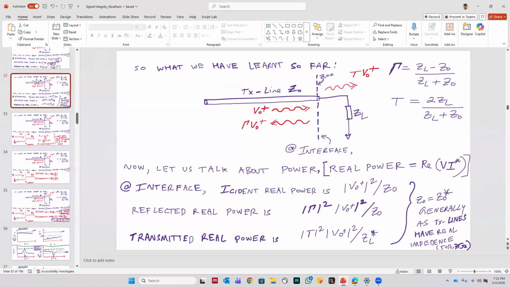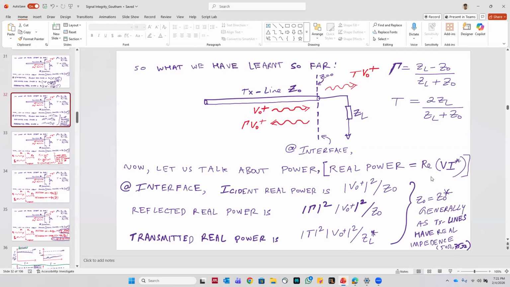There are other ways to match it as well, which I'll talk about in the next slides. If ZL is mismatched to Z naught, you can make ZL match to Z naught by adding some lumped element here. For example, you can add a capacitor in series, or an inductor in parallel. When you do that, the net effective impedance becomes equal to Z naught, so you would avoid reflections. That's another way you can prevent the reflections from happening.